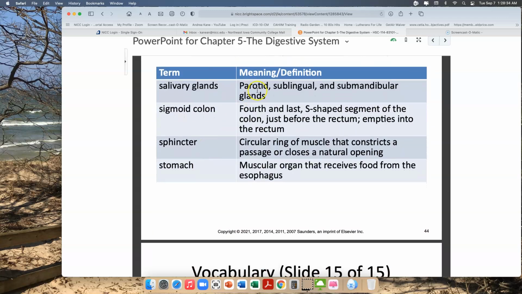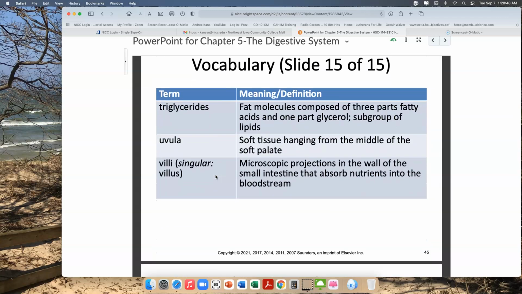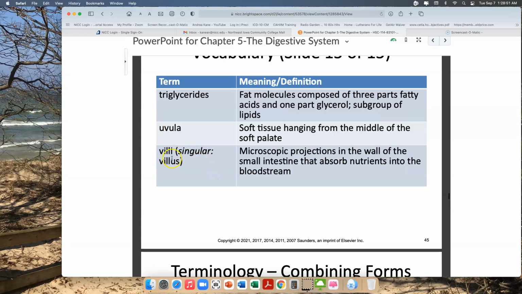Salivary glands, and notice that there are several. You have parotid, sublingual, and submandibular. Sigmoid colon, sphincter, stomach. Triglycerides, uvula, and then we went over these little villi. Villi is plural, the singular is villus. So if it's just one itty bitty projection, that's going to be a villus. If you're talking about all of those that went around that area of the small intestine that we were looking at, and it's more than one, it's going to be villi.